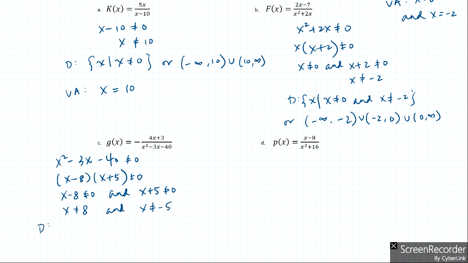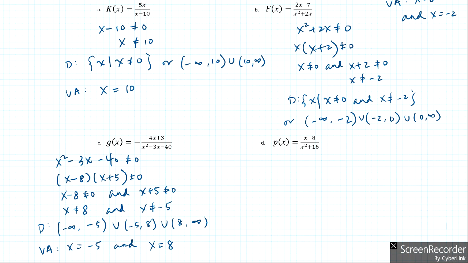Therefore, the domain, I'm going to use interval notation here, is negative infinity to negative 5 first, and then negative 5 to 8, union 8 to infinity as a result. And therefore, for the vertical asymptote, we would get x is equal to negative 5 and x equals 8. So again, we have two vertical asymptotes. This happens when the denominator can be factored into a product of two factors and there's no simplification.